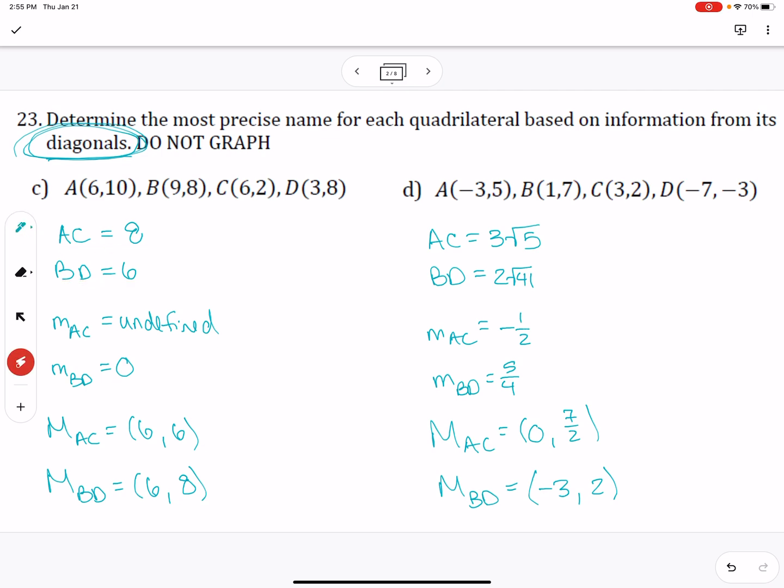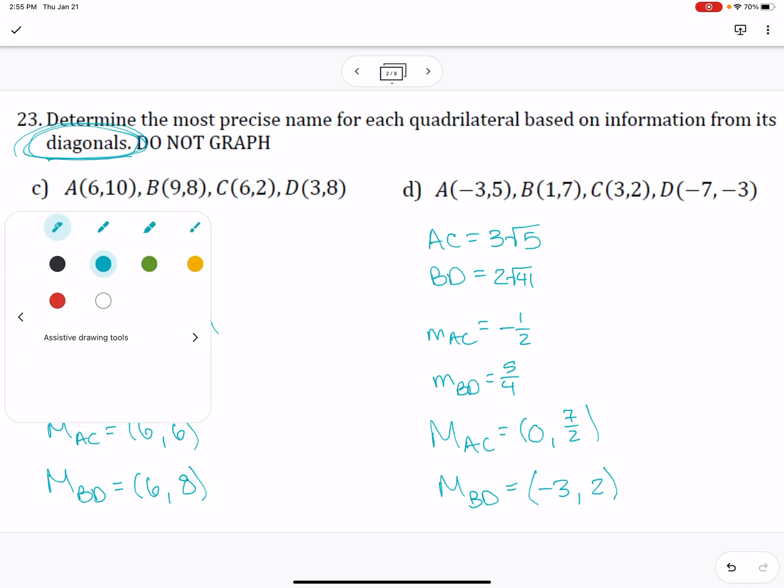So in the first one, I found the length of each diagonal. They are not the same. Okay, so since the diagonals are not the same, I know that this is not a rectangle. It's not a rectangle, it's not a square, and it's not an isosceles trapezoid.